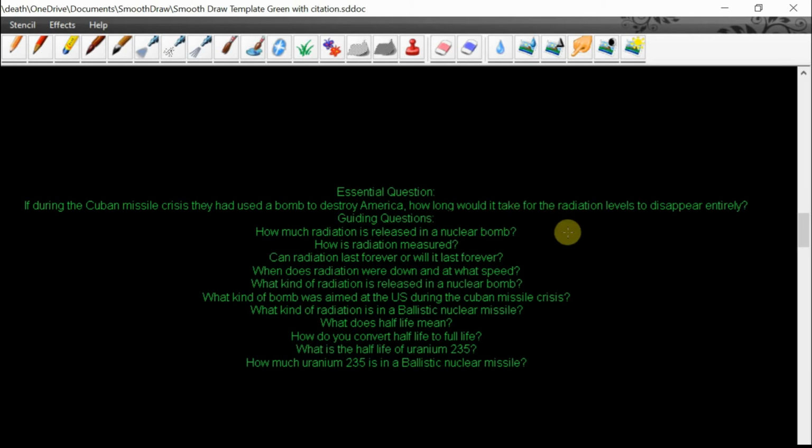So for the sake of this, we're going to modify it a little bit and ask: how long would it take for the radiation levels to get so low that we couldn't describe how small it is with a unit of measurement?